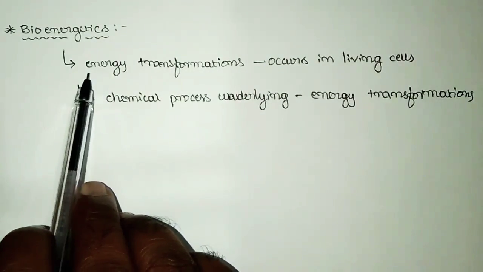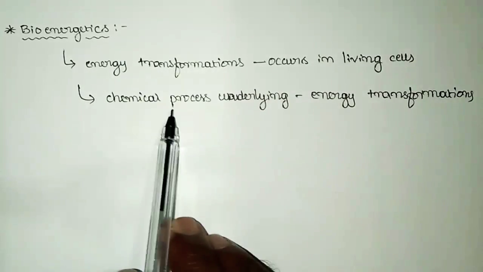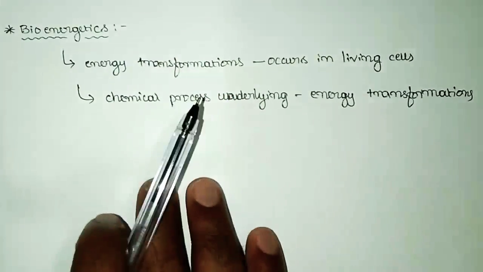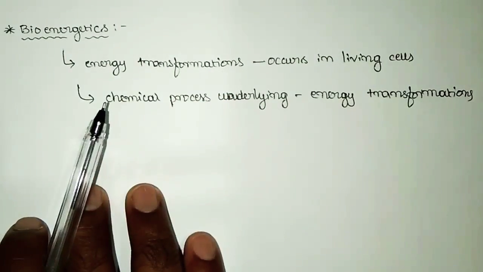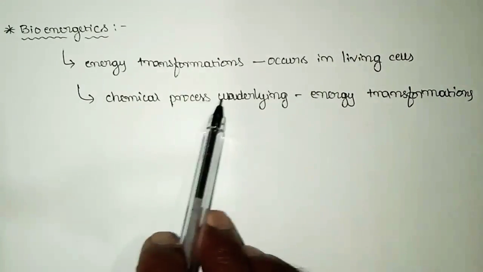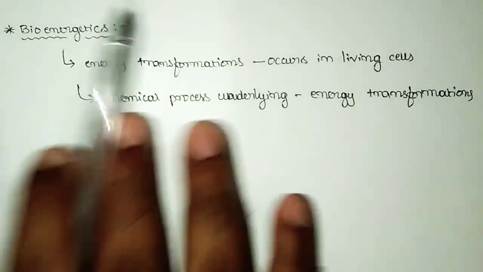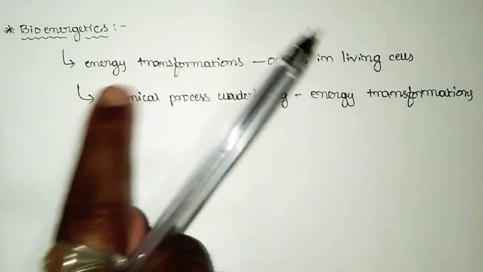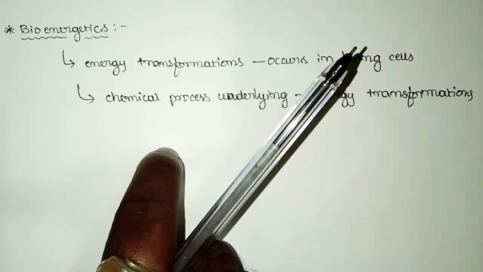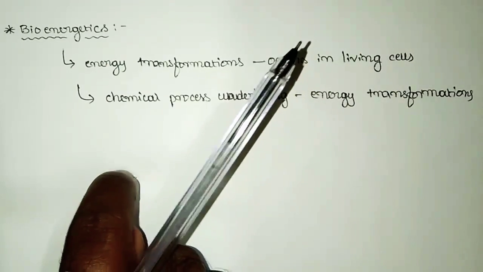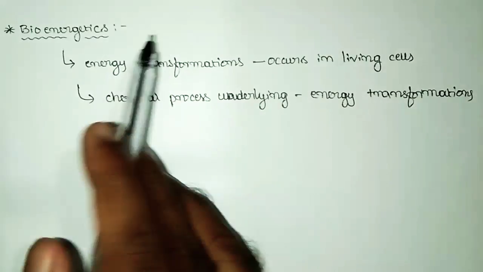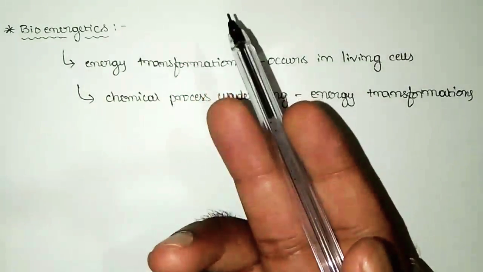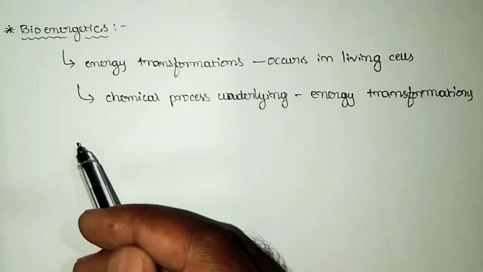And here we said that in the cells there occur energy transformations. So when you come to the term energy, we should go with the laws of thermodynamics, and whatever energy transformations occur in a cell are governed by the first two laws of thermodynamics, that is the first law as well as the second law. According to the first law, energy can neither be created nor be destroyed, but it can be converted from one form to another form, which we also call the law of conservation of energy.